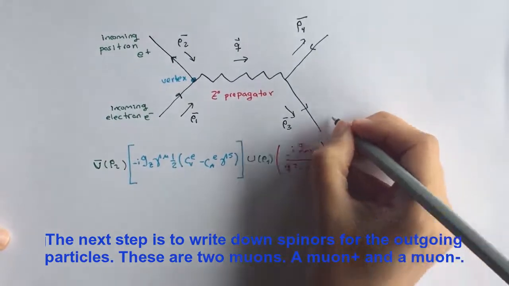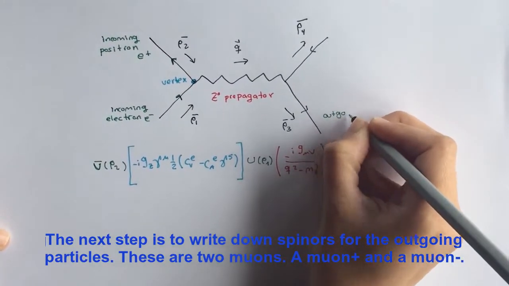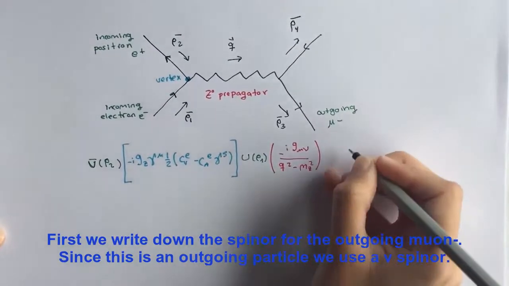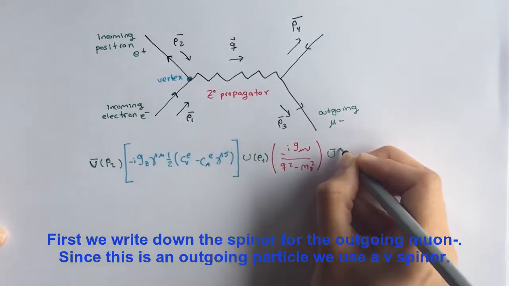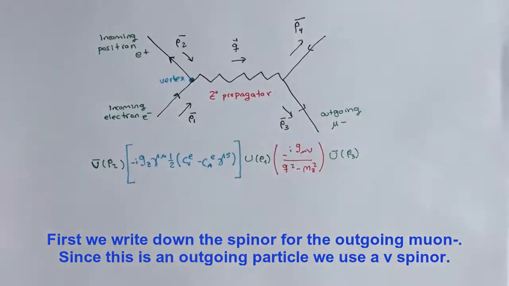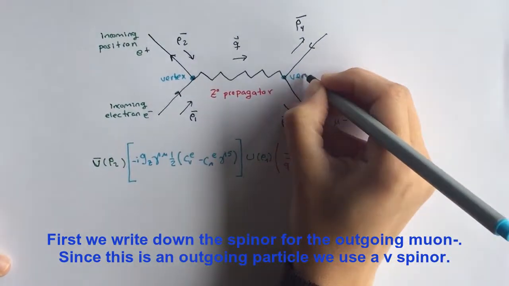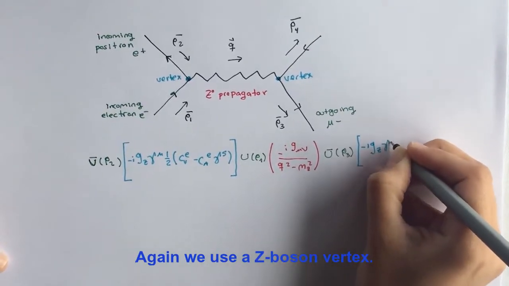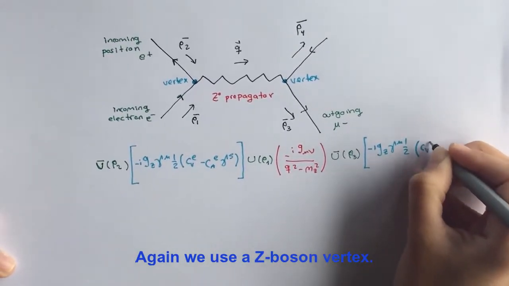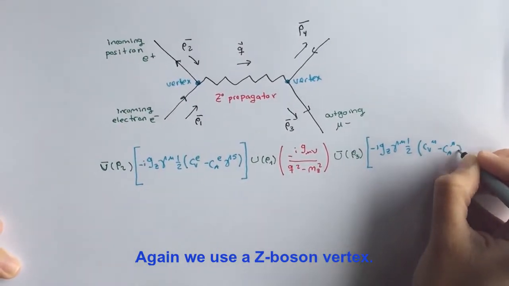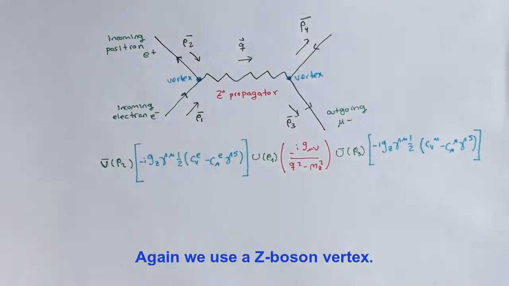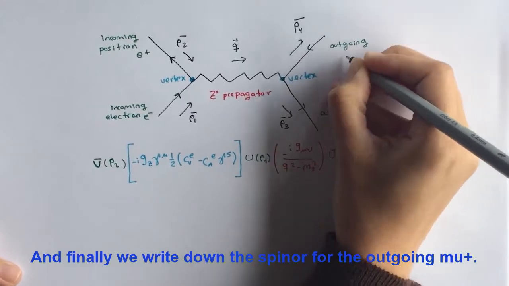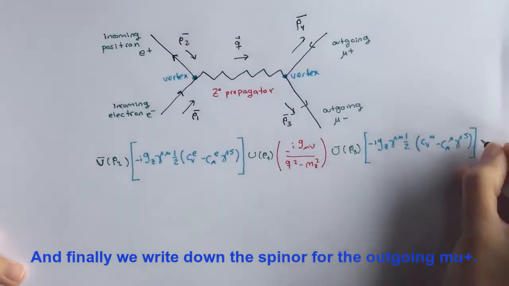The next step is to write down spinors for the outgoing particles. These are two muons, a mu plus and a mu minus. First, we write down the spinor for the outgoing mu minus. Since this is an outgoing particle, we use a v spinor. Again, we use a Z boson vertex. And finally, we write down the spinor for the outgoing mu plus.